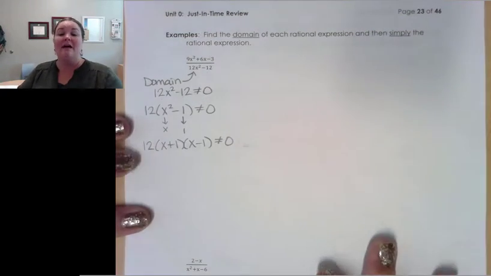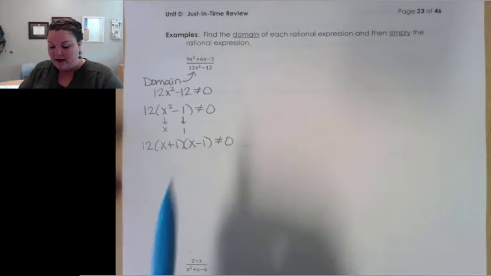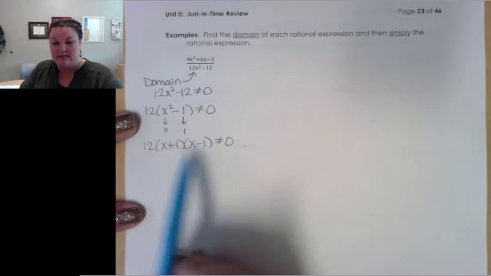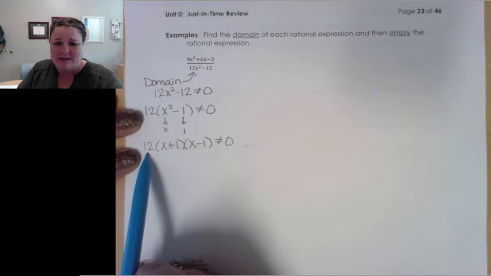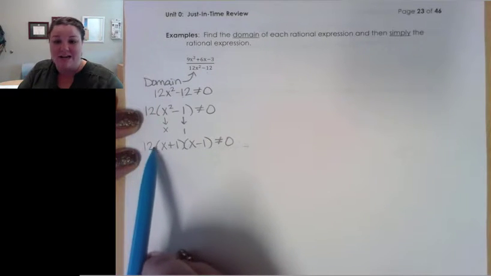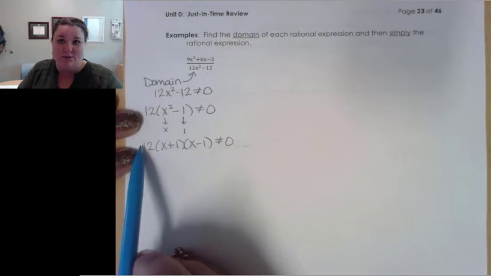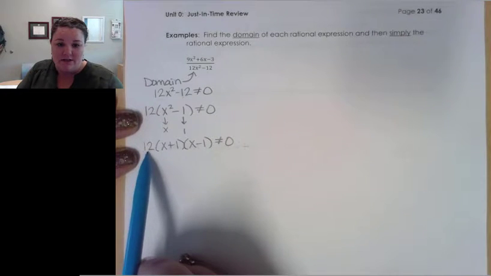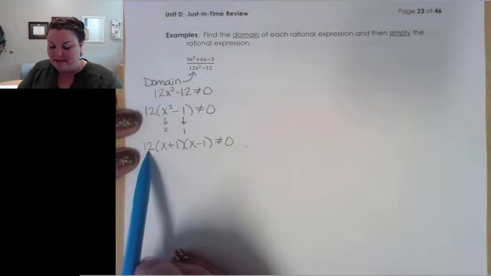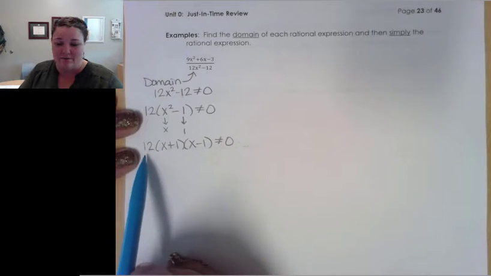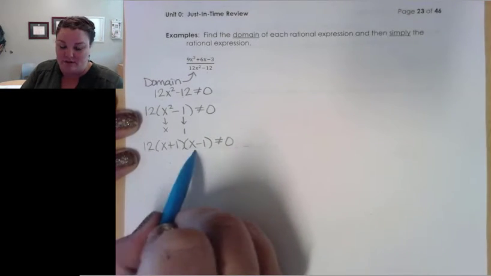Okay. Now that I have it all set up, I can go ahead and set each of these equal to 0. Now the 12 doesn't have an x, right? This is not something that's going to change. It has no variable, so its value is not going to vary. 12 is never going to equal 0. So I don't have to worry about setting 12 equal to 0 because it doesn't have a variable. But I am going to set each of these equal to 0.